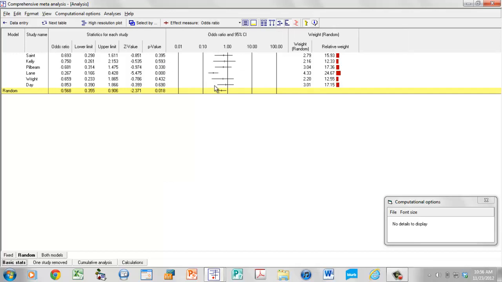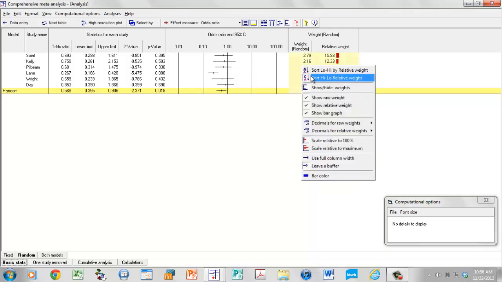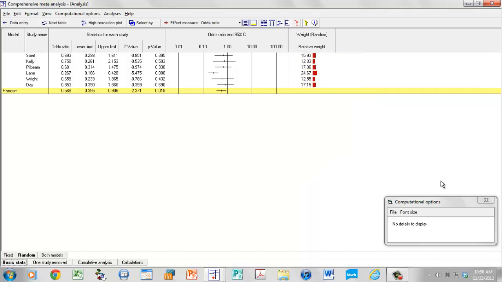For those of you who were not able to follow that, that's perfectly okay. The program is doing all of the analyses for you. This was simply a digression to show you how those analyses are done.